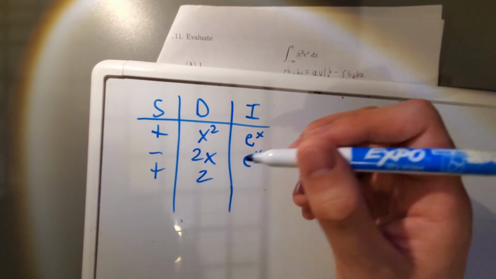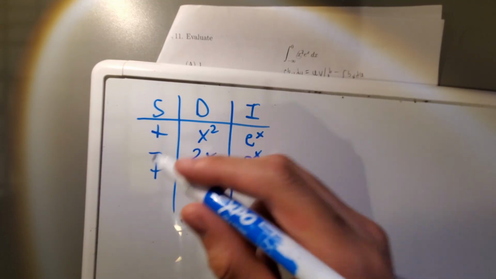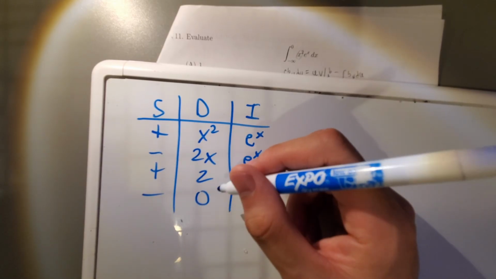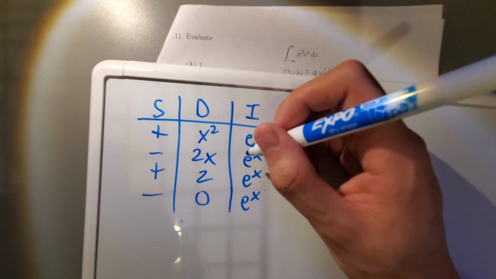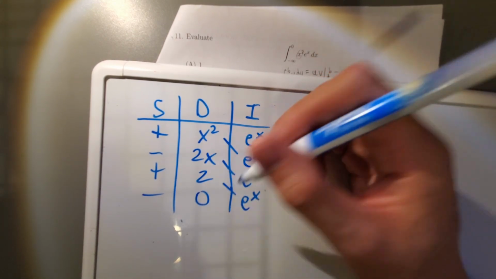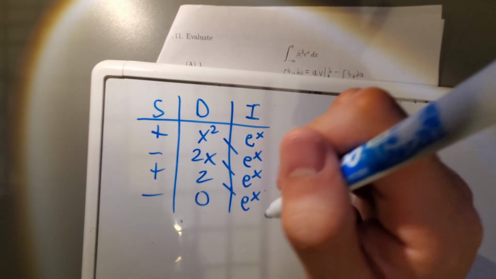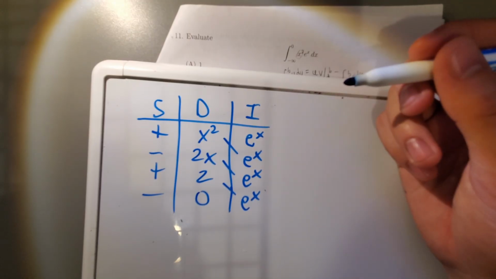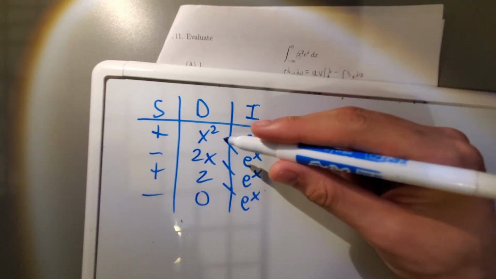Differentiate again, you end up with 2. And then you integrate this, you end up with e to the x again. You keep doing this until your derivative column reaches 0. And so we've reached 0 here, while this remains e to the x. Now all we have to do is multiply diagonally like this, while accounting for the positives and negatives. With each product that we create, you have to plug in and evaluate the boundaries.